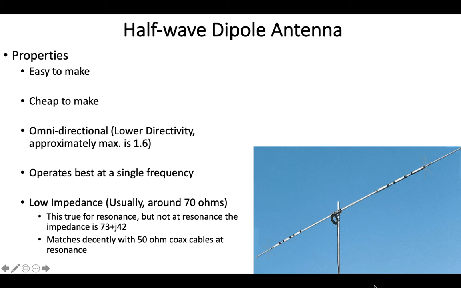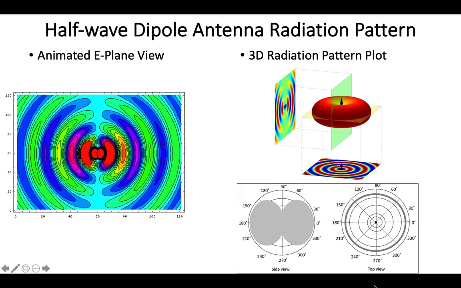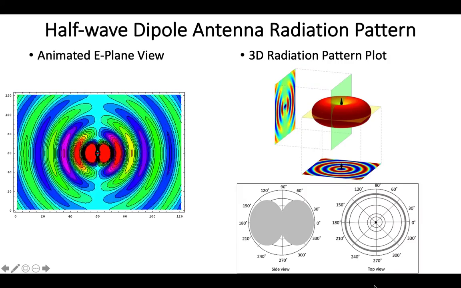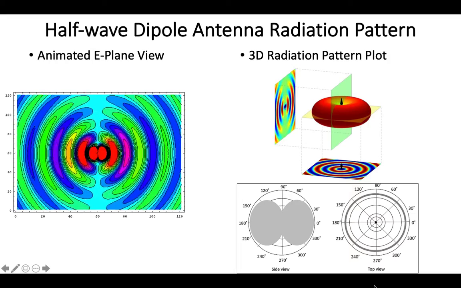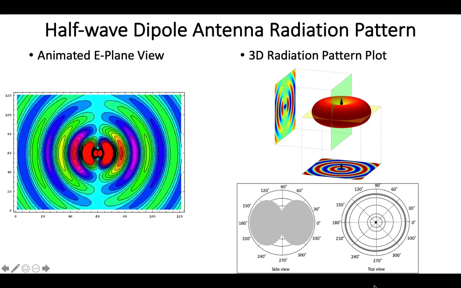So you have a half-wave dipole antenna. Some of its properties are that it's pretty easy to make and cheap to make. It's omnidirectional, with lower directivity. It operates best at a single frequency and has pretty low impedance, so it's pretty easy to get a decent match to a 50 ohm coax cable. And here is an animated view of the E-plane, and here is the 3D radiation plot.